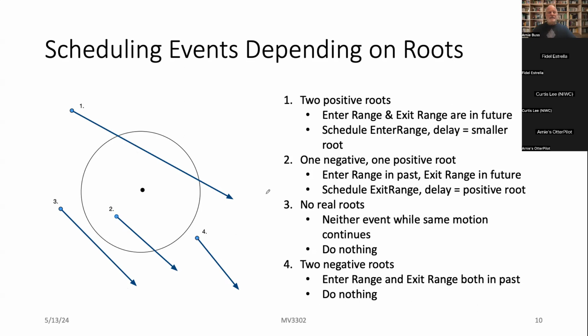Now, what does that mean as far as the work we have to do? It basically means that in the case of complex roots, or in the case of two negative roots, we don't have anything more to do.